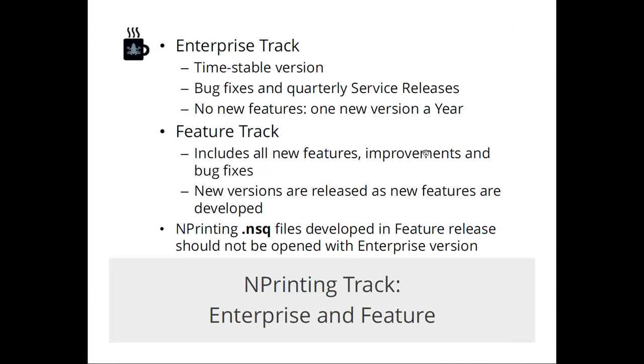The NPrinting NSQ files developed in the feature release should not be opened in the Enterprise version. This is simply because the NSQs developed in the feature release are not compatible with the Enterprise version. The NSQ in the feature release would contain features and capabilities that aren't available in the Enterprise track, and reporting therefore would not necessarily be stable or reliable. So please, if you're in the Enterprise track, stay in the Enterprise track until next year, and if you're in the feature track and you decide to roll back to the Enterprise track, it's actually not possible and not suggested.